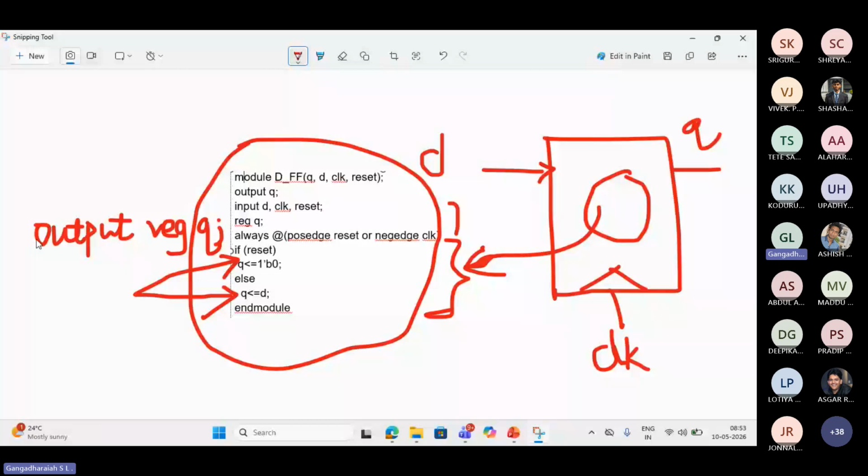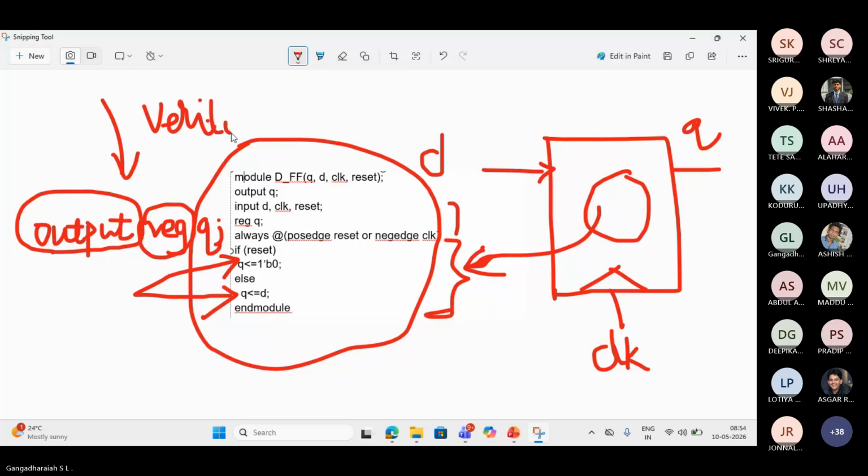See, output by default, even if it is a module without always, you need to go for output. But when you try updating it inside always, mandatorily you need to go for reg. Mandatorily in Verilog. Again, there are scenarios, of course. Anything you update inside always must be declared as reg.